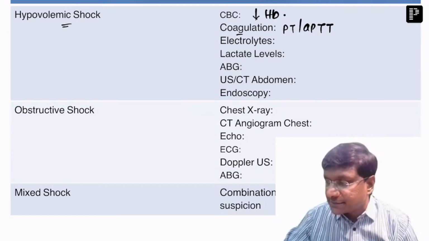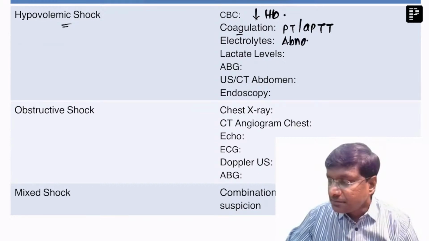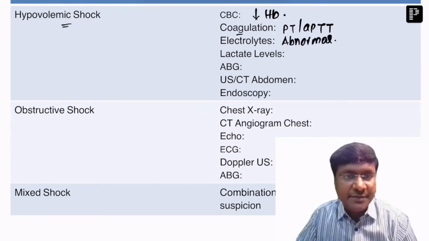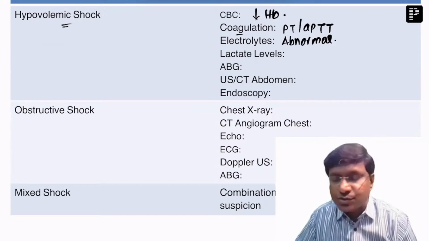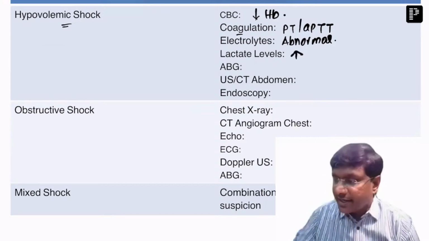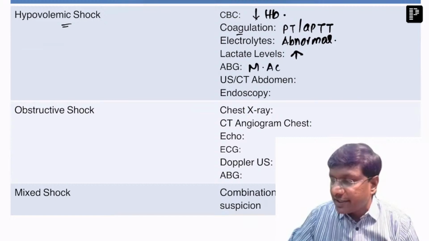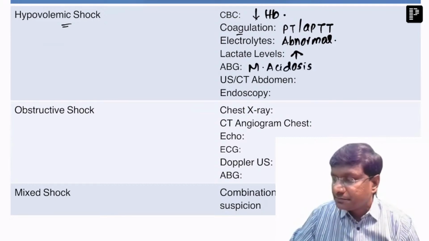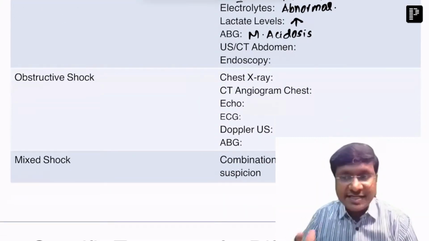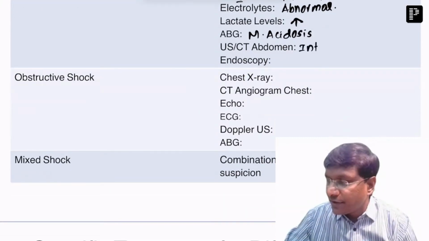And even electrolytes can be abnormal, right? What will be that electrolyte abnormality? Usually they can have hyperkalemia or hyperphosphatemia. What could be the reason? Because once there is a kidney injury, the potassium is not excreted out, so that can result in hyperkalemia. And lactate levels are elevated. And ABG will show that there is metabolic acidosis, right? And USG abdomen or CT abdomen has to be done to look for internal bleeding, because one of the causes for hypovolemic shock is internal bleeding.